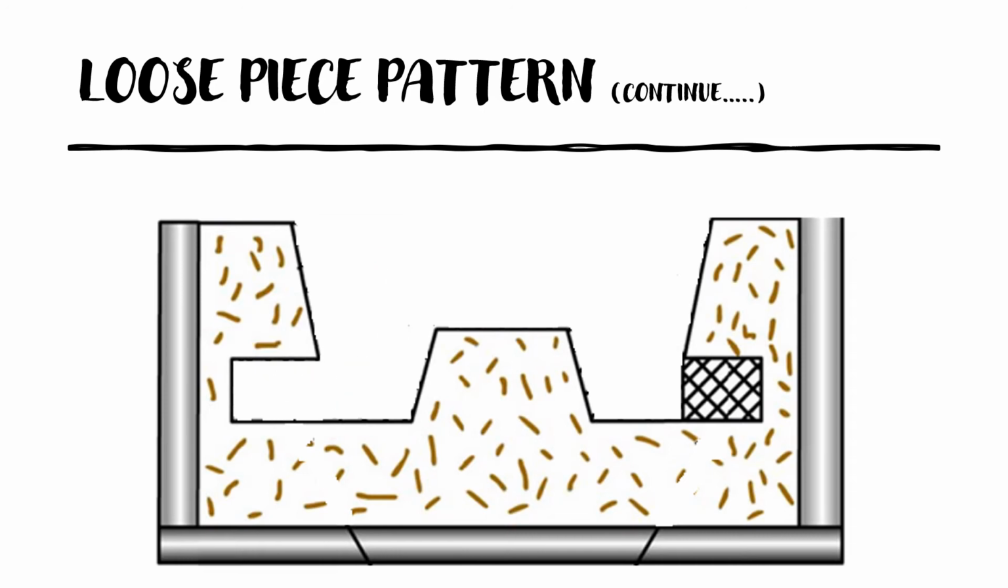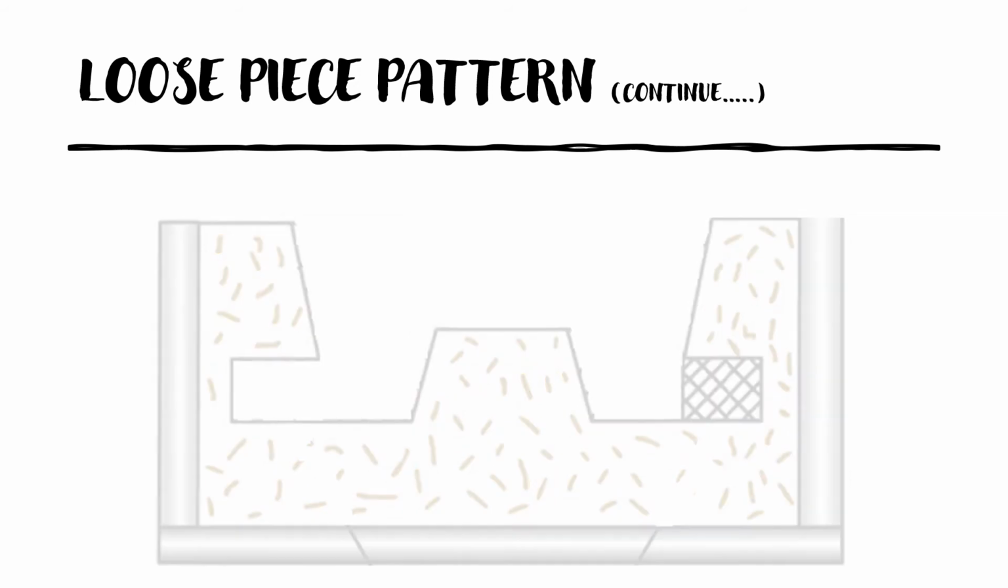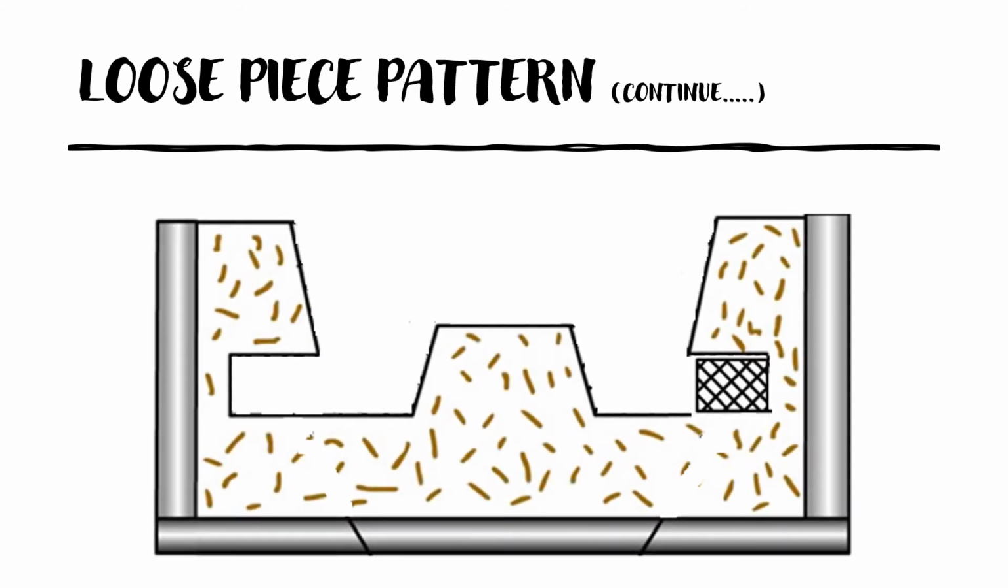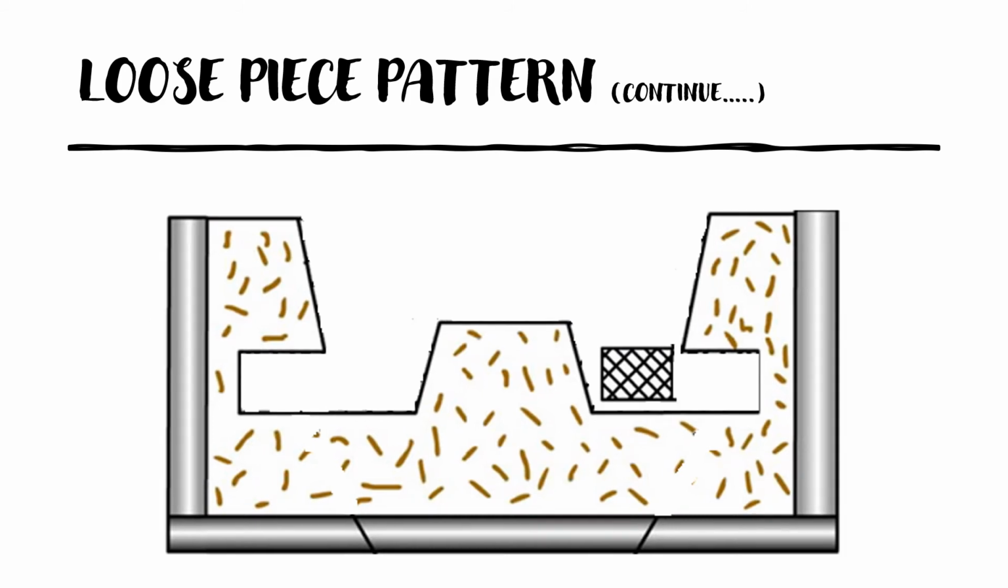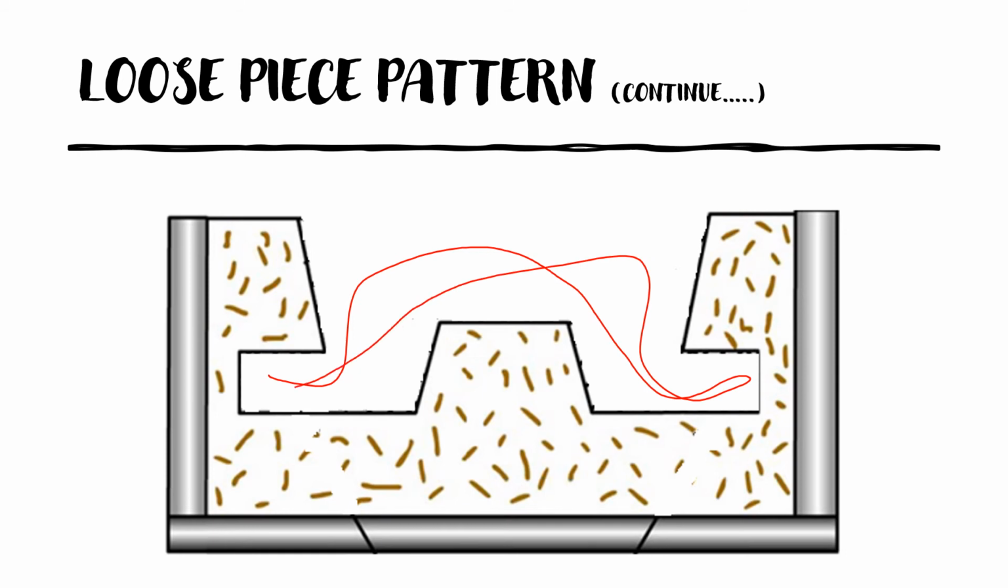Follow the same method for the second loose piece part. First, move horizontally, then vertically upward like this. This is how the full cavity is generated with the help of loose piece pattern, and this cavity is not possible with the help of two piece pattern or one piece pattern.